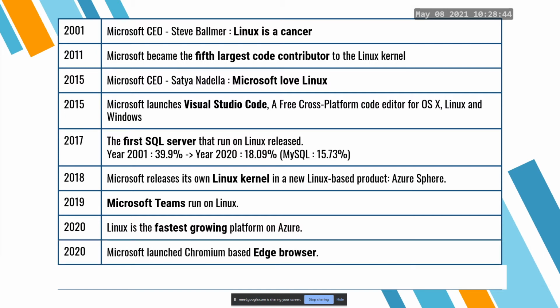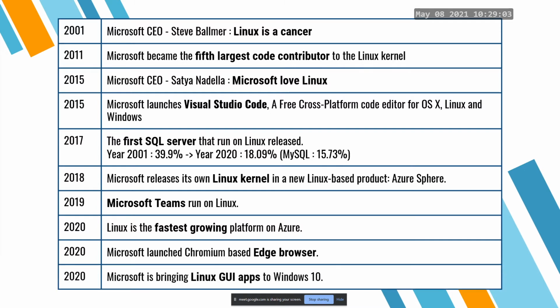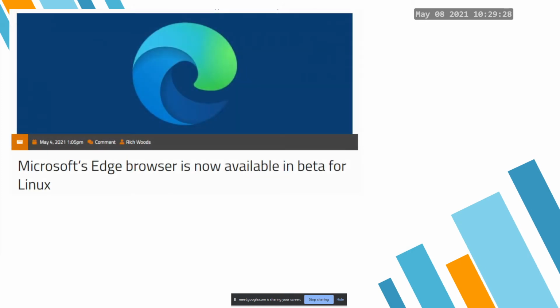And Microsoft even finally gave up Internet Explorer, and all the developers celebrated the day they heard this. They launched the Chrome-based Edge browser. Microsoft is even bringing Linux GUI apps to Windows 10. It means those applications, the software, you can now run on Microsoft Windows. While I was preparing this slide, the latest news is that Microsoft even put their Edge browser onto Linux. It's not only for Windows, it is created for Linux too.